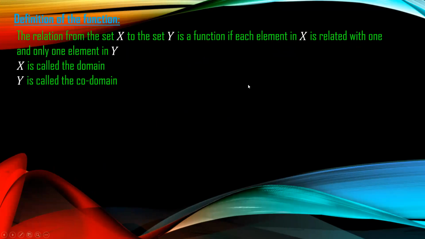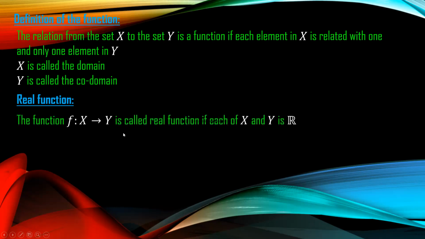Definition of a function: a relation between two sets X and Y such that for each value of x, we have only one value of y. X is called the domain, and Y is called the codomain of the function. But what is the meaning of a real function? The function f from X to Y is called a real function if each of X and Y is R.